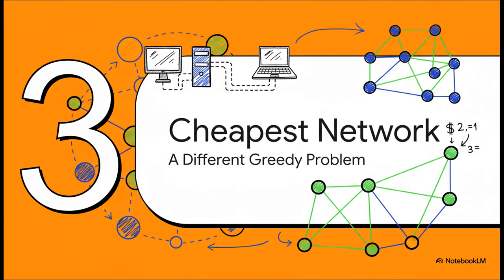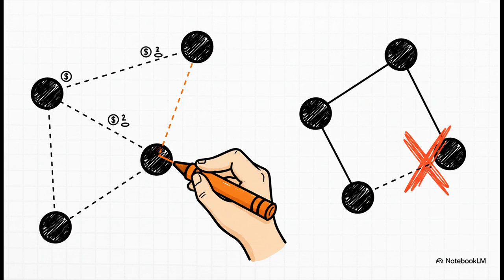But the greedy method is no one-trick pony. It's not just for making money. It is incredibly versatile. So let's look at a totally different kind of problem. How do you build the cheapest possible computer network? This is also known as finding a minimum spanning tree.